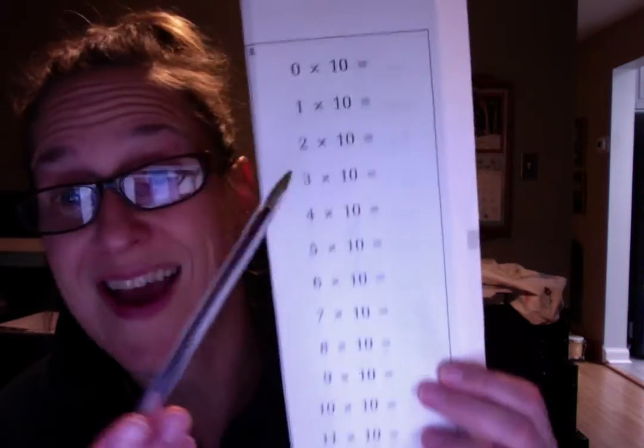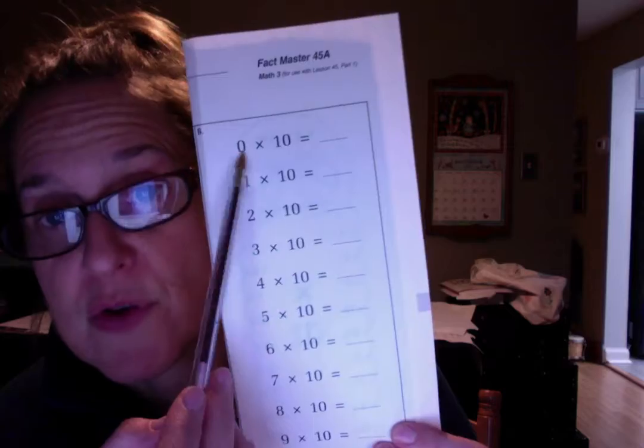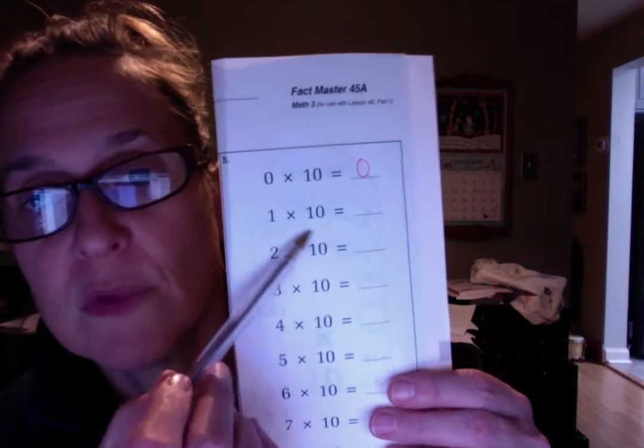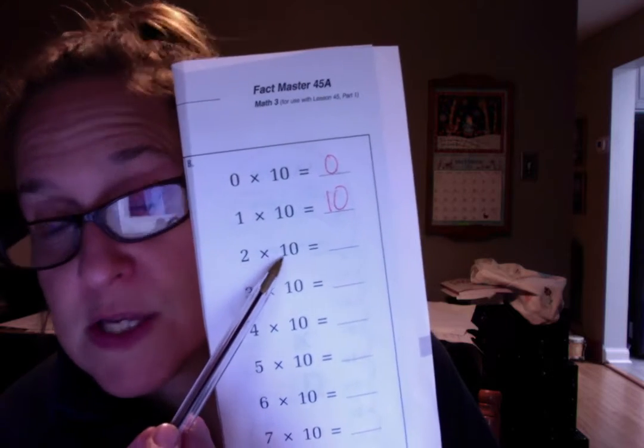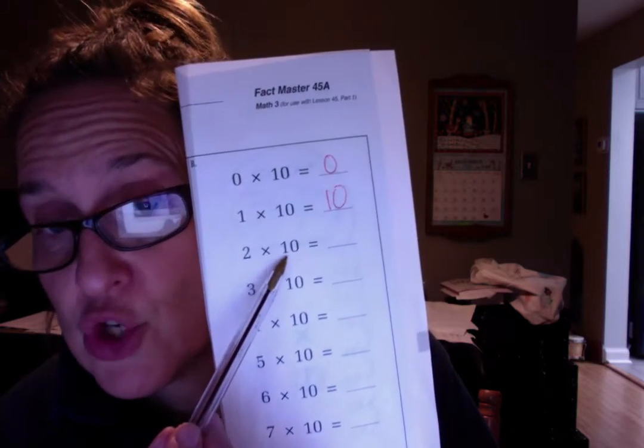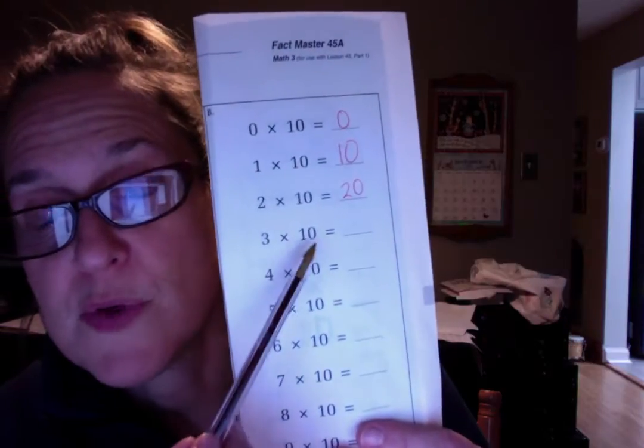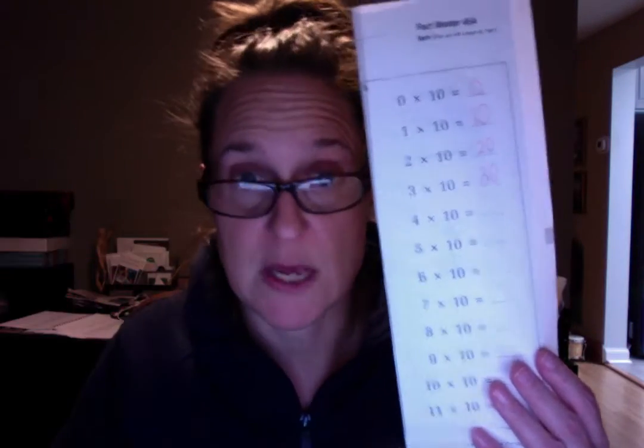Now, 10s are similar to 1s. You just tack on a 0. So first of all, 0 times 10 is 0, because anything times 0 is 0. 1 times 10, anything times 1 is the other number, so it has to be 10. 2 times 1 is 2, so 2 times 10 is 2 with a 0, which is 20. 3 groups of 10 would be like saying 10, 20, 30. So that's 30. 4 groups of 10, 10, 20, 30, 40.